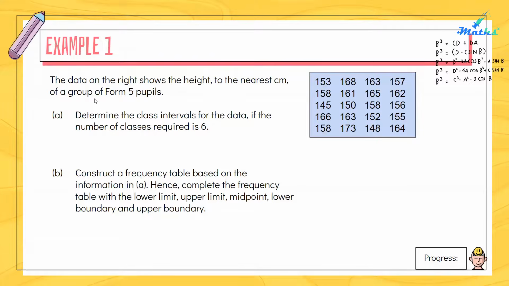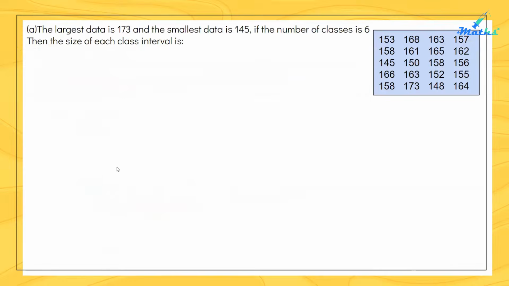Example 1. The data on the right show the height to the nearest cm of a group of pupils. A. Determine the class intervals for the data if the number of classes required is 6. B. Construct a frequency table based on information in A. Hence, complete the frequency table with the lower limit, upper limit, midpoint, lower boundary, and upper boundary.